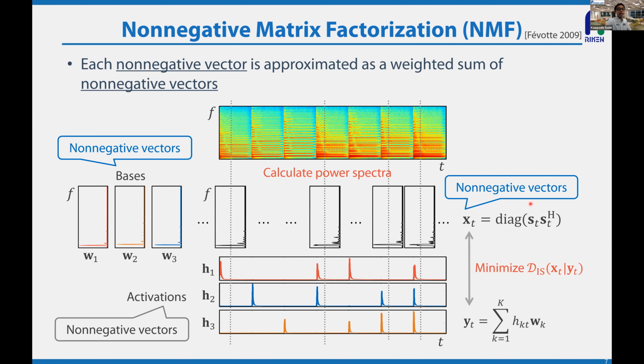Here, this is the observed mixture. This is the power spectrum, and this is a reconstruction because this is a weighted sum of basis vectors. Our objective is to minimize the Itakura-Saito divergence between this observation and the reconstruction. So this is a very basic formulation behind the NMF.